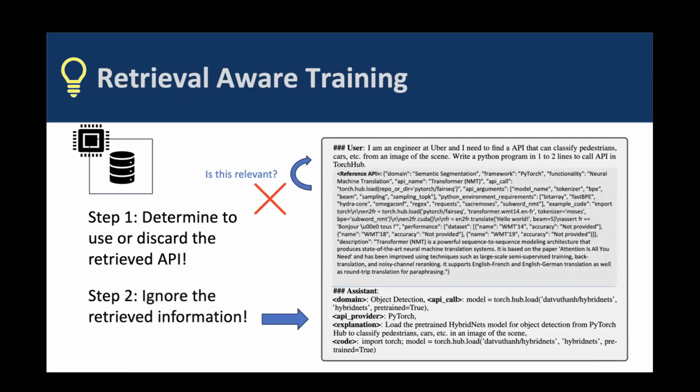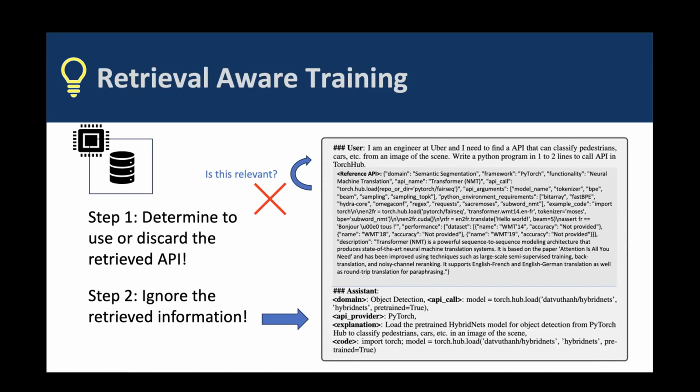In the scenario where this is incorrect, right? So for example, if your retriever, your RAG system, told you to use a translation API, in this case PyTorch FairSeq, then you're like, wait a sec. The person wants to classify pedestrians and cars, but you're telling me to use a fair sequence API? That doesn't sound right. So then you can be like, hey, I'm going to discard this and actually use information that I have from my pre-training or even my fine-tuning to go ahead and answer the question, right?